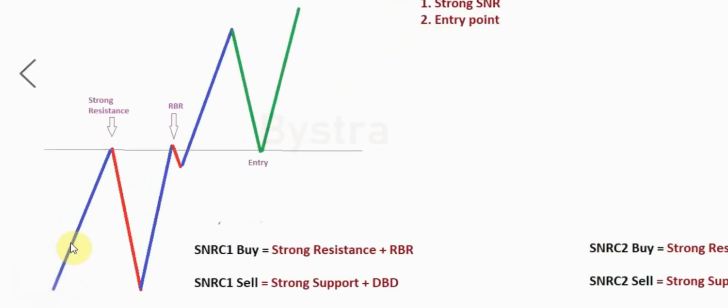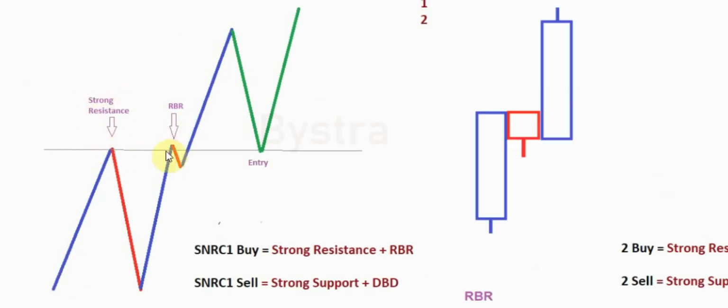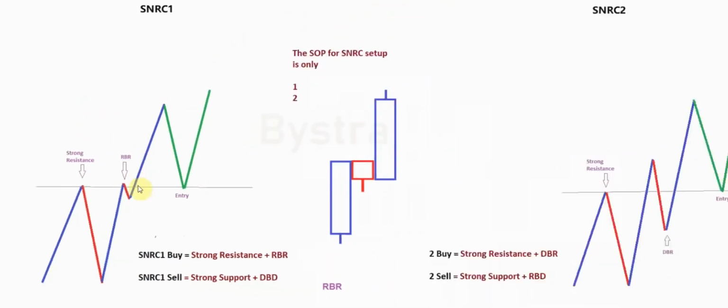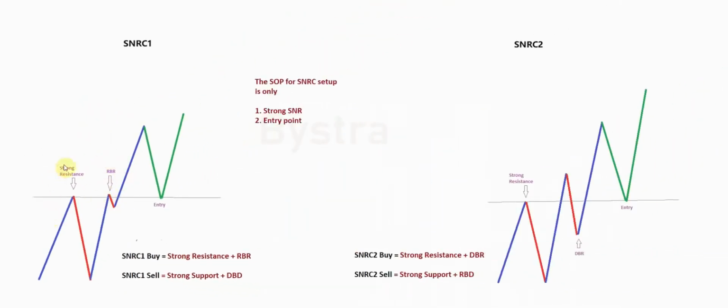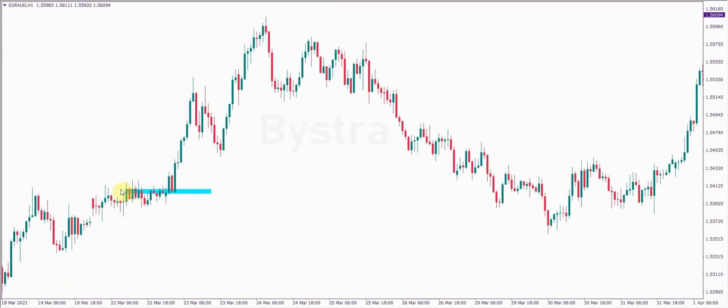The condition to enter the SNRC1 setup: it must have a strong resistance and a rally-based rally. The rally-based rally is the entry point, and the strong SNR is the strong resistance here. Look here, we have resistance and we have rally-based rally. It looks perfect, but as you can see, this is not a strong resistance. I want something like this, like a capital letter.